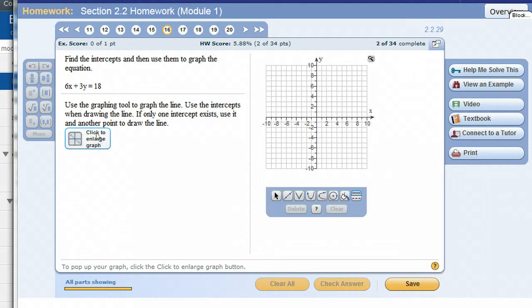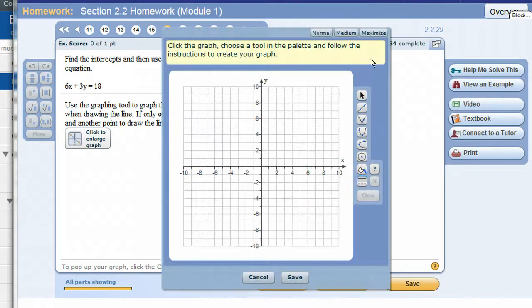So how do you graph something? Well, you can either click this button to enlarge the graph or click up here, the plus there. And we could graph this. Now, if you wanted to graph a circle, for example, you click on this button. That would give you the center of the circle, and you'd draw the circle with a certain radius. If you wanted to do a parabola, you could pick points on the parabola and draw the parabola in.